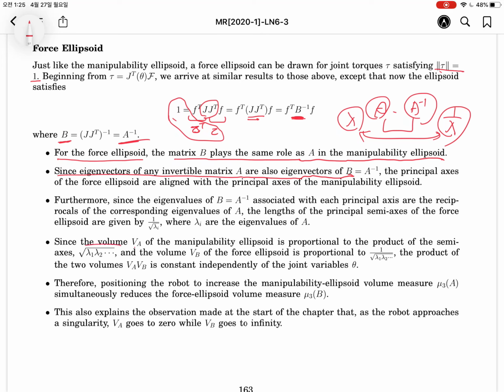How about the volume? The volume of manipulability is obtained by multiplying all the eigenvalues and then taking the square root. On the other hand, VB will be proportional to the inverse of this, 1 over square root of lambda 1 through lambda m. But VA times VB will be constant all the time, independent of the joint variable theta. So positioning the robot to increase the manipulability ellipsoid volume measure reduces the force ellipsoid volume measure, because VA times VB is constant.